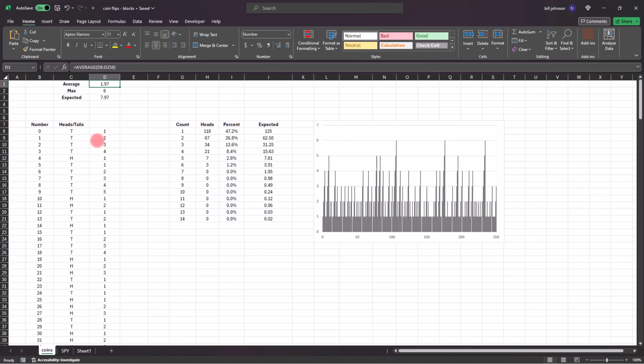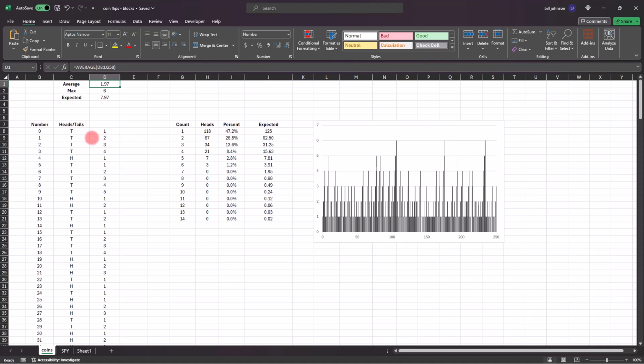So out of 250 flips, we got 118 heads, which is about 47%. So you would expect about half. And if we want to look at the counts, it should be about 125. Well, we got 118. But now think about this. How many twos should be in there?